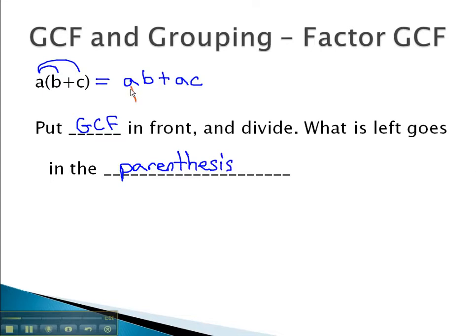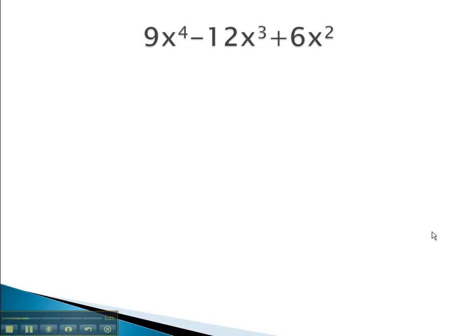Notice in this example, both terms have an a in common that goes outside of the parentheses. When we factor out an a, we're left with the b and the c, or b plus c. Let's take a look at some examples that are a little more interesting, where we find the GCF and put it in front of the parentheses to factor.